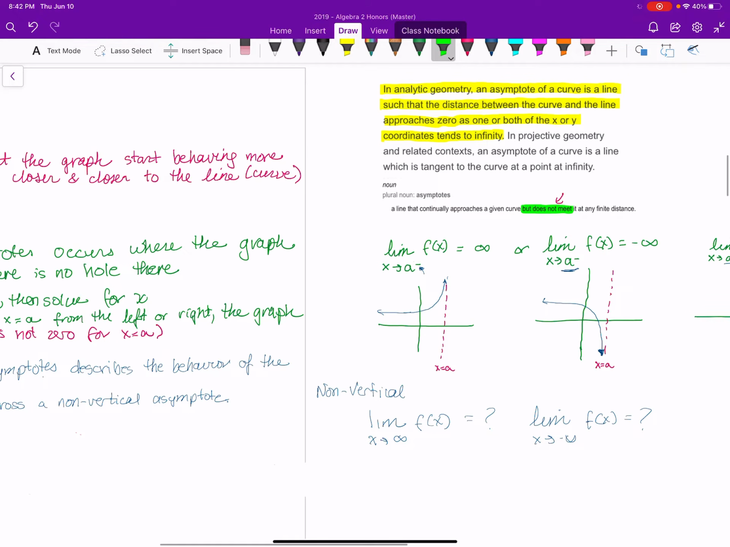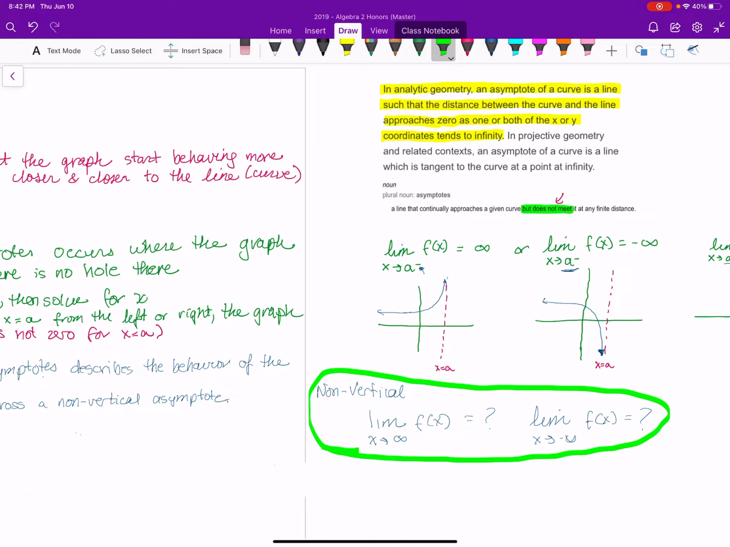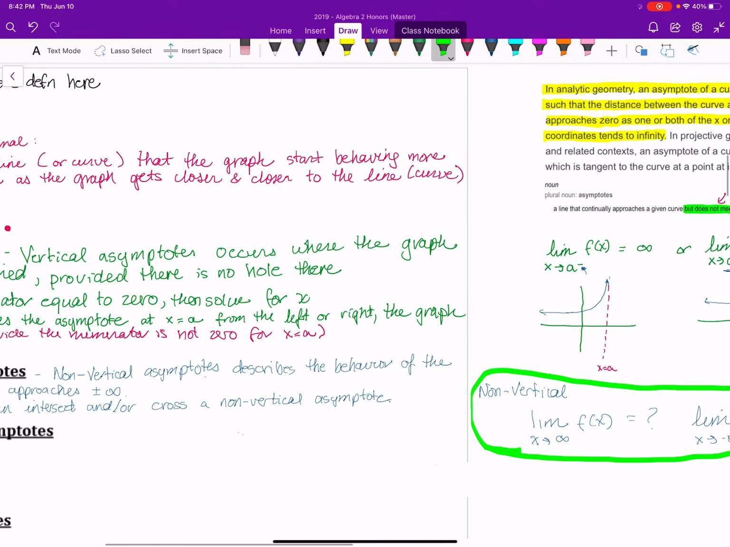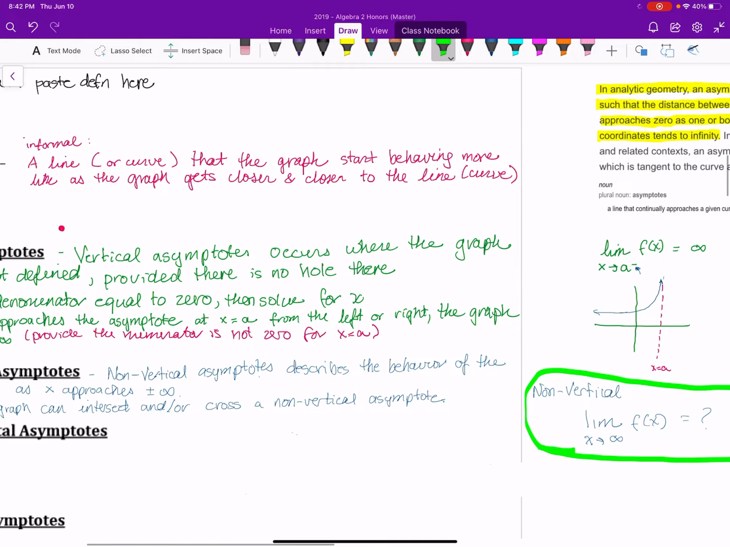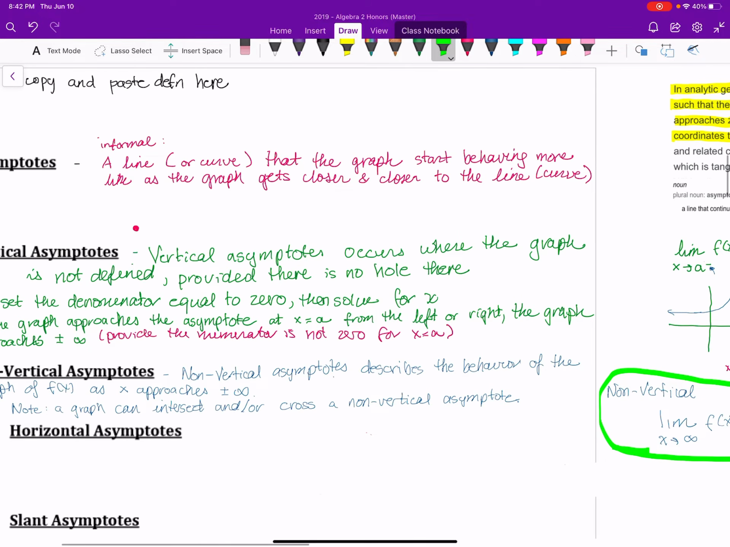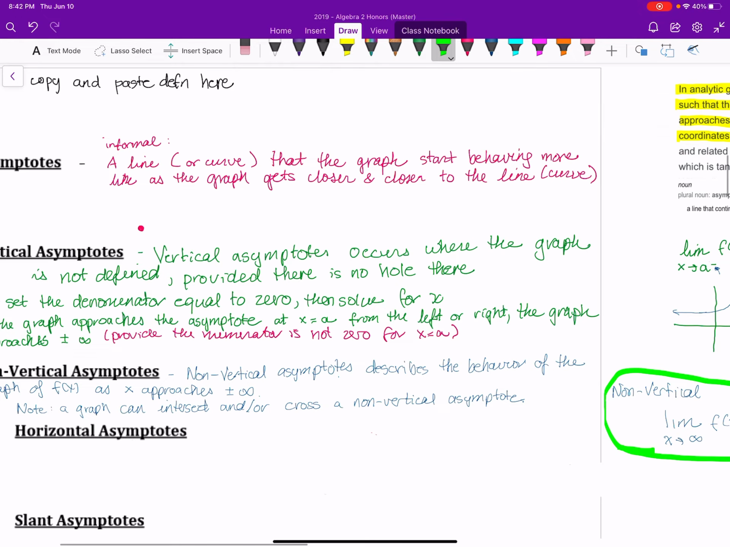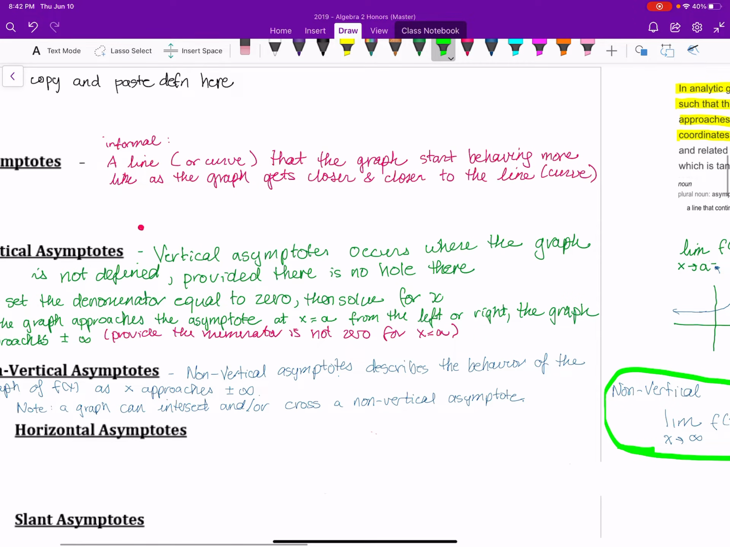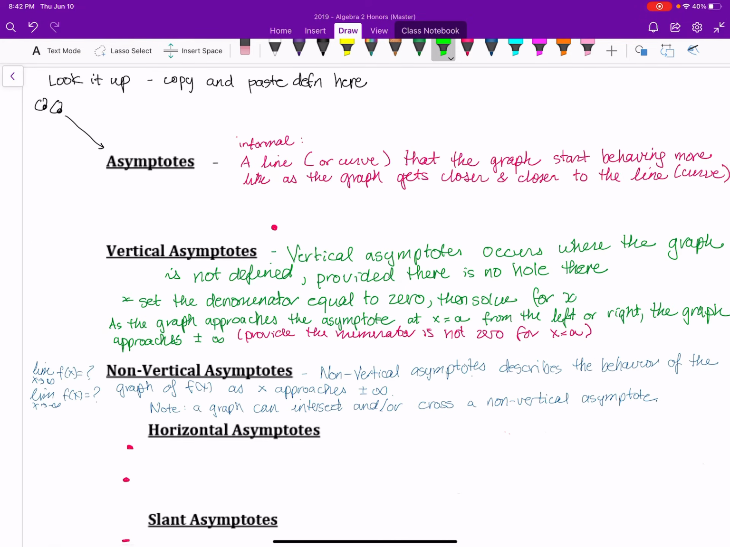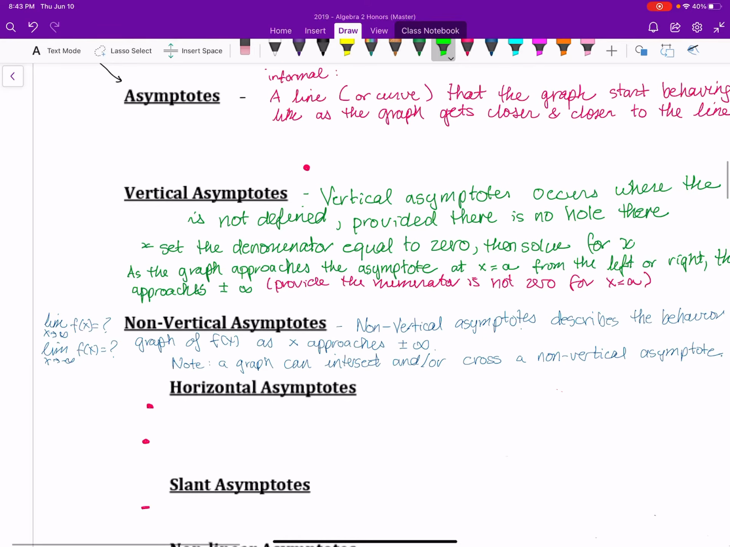So for non-vertical asymptotes, what we're looking for is what happens as x gets very big and as x gets very small. In other words, as x goes to positive or negative infinity, does the graph start behaving in a particular way? When we found Euler's value, that was an example of that. As x goes to positive infinity, the function that we put into the graphing calculator ended up getting closer and closer to 2.718..., Euler's value. So that's an example of something that has a non-vertical asymptote, and in that case, it happened to be a horizontal asymptote.